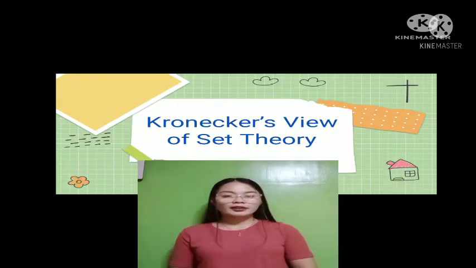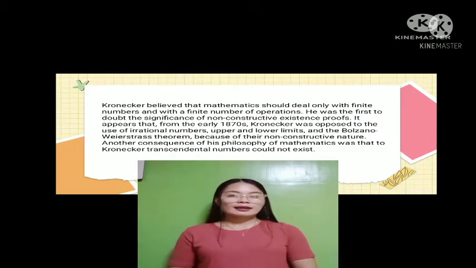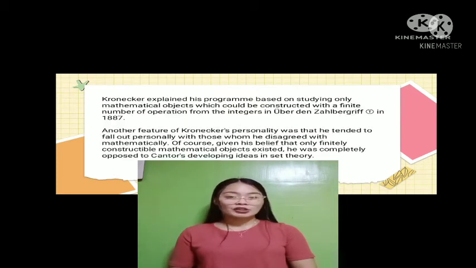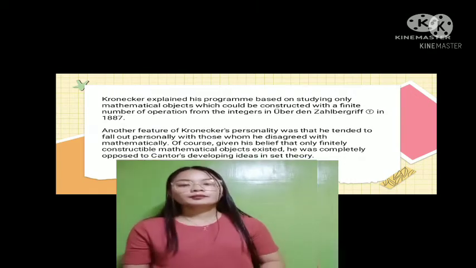Now let's go to Kronecker's view of set theory. Kronecker believed that mathematics should deal only with finite numbers and with finite numbers of operations. Kronecker was primarily an arithmetician and algebraist. His major contributions were analytic functions, the theory of algebraic equations, and the theory of algebraic numbers. Kronecker criticized Cantor's work on set theory.